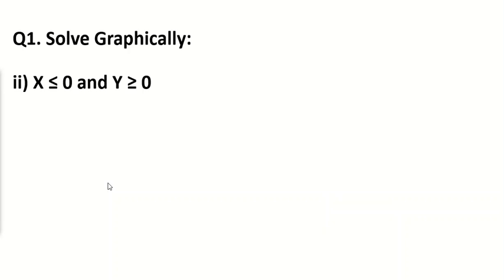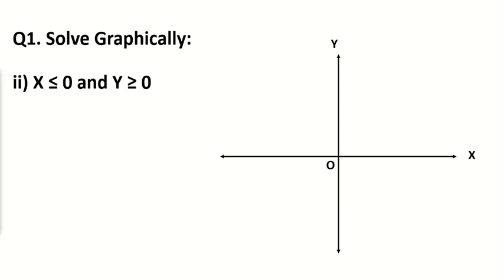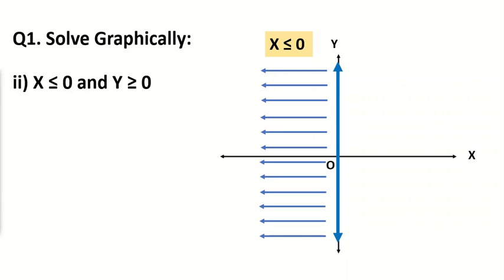Let us see the second problem. The region given to me is x less than 0 and y greater than 0. Draw the XOY plane. For x less than 0, I first draw the line x equal to 0. Now x less than 0 means the negative x-axis, or all the points lying on the left-hand side of the y-axis, shown by our blue lines. So this is my region.